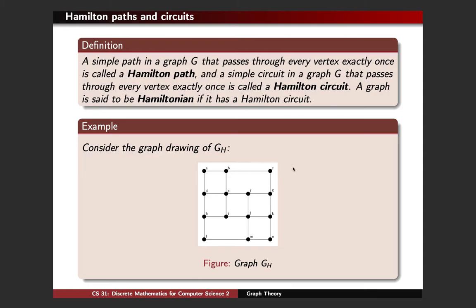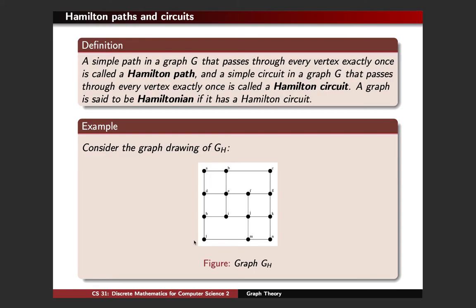So, for this graph, meron ba tong Hamilton path? So, recall na kapag path, hindi kailangan na pareho yung simula at dulo. Okay? So, pwedeng Hamilton path is from A to B, then C, then G, and then F, then E, then D, H, I, J, K, N, M, L. Yan. No? Ano naman ang example ng Hamilton circuit?